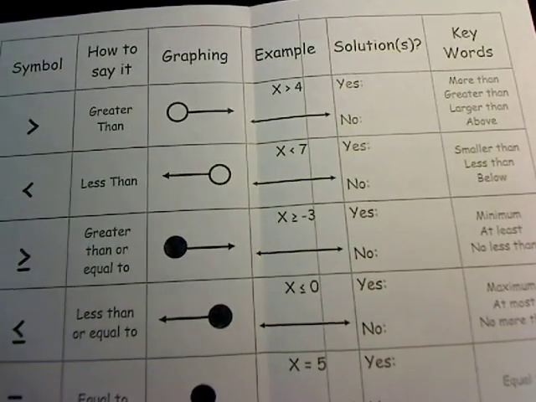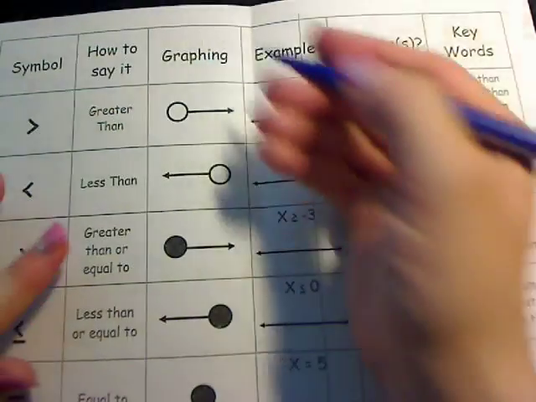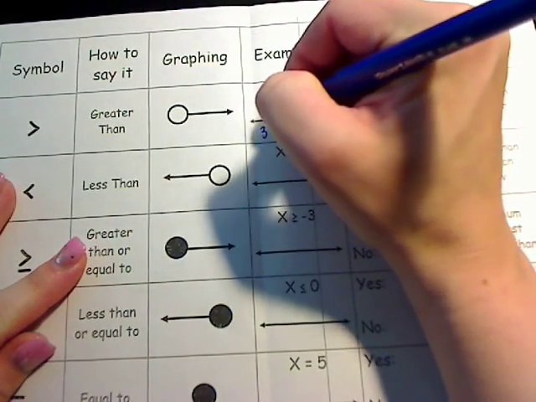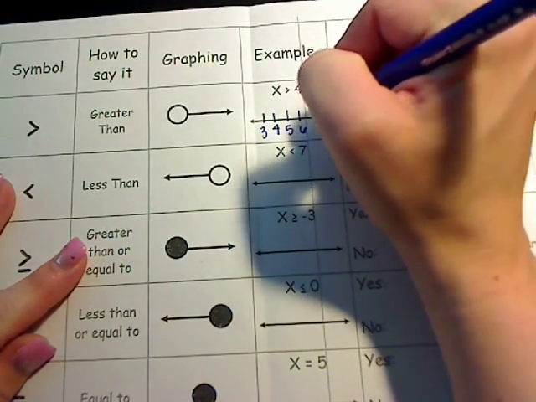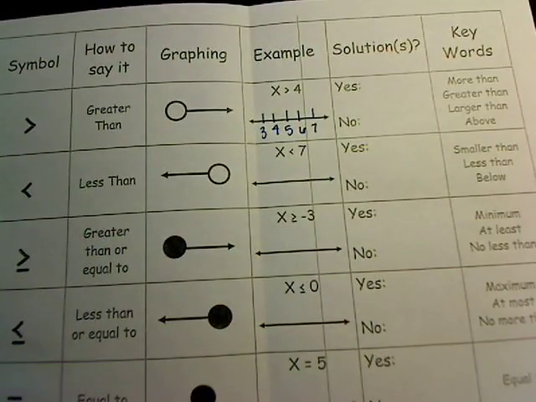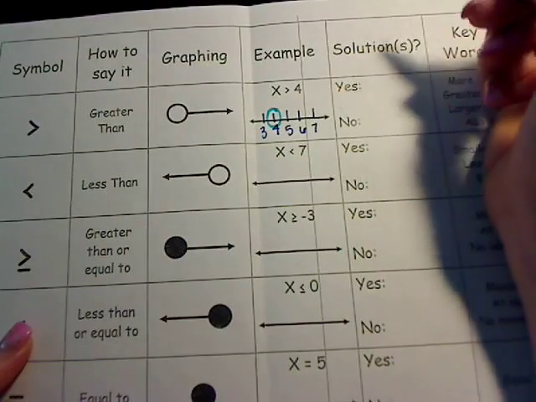So here's an example. If I have x is greater than 4, let's draw us a number line here. 3, 4, 5, 6, and 7. I just made my own number line, okay? So I want everything that is greater than 4. Since it's 4 here, I'm going to put my circle on 4 because that's where I'm going to start.